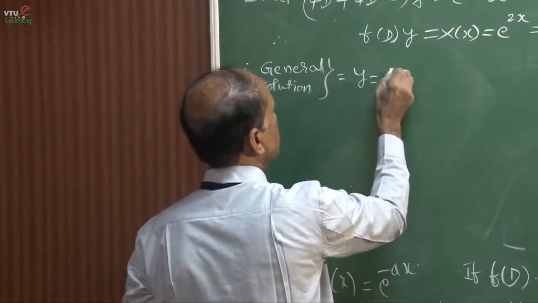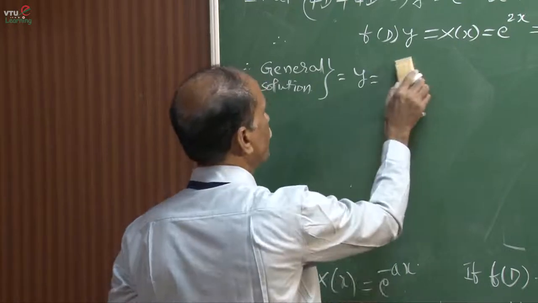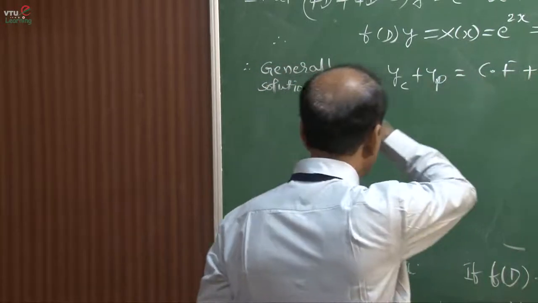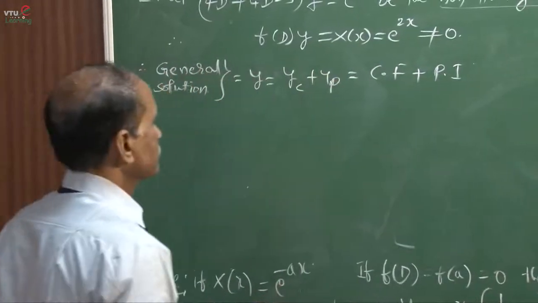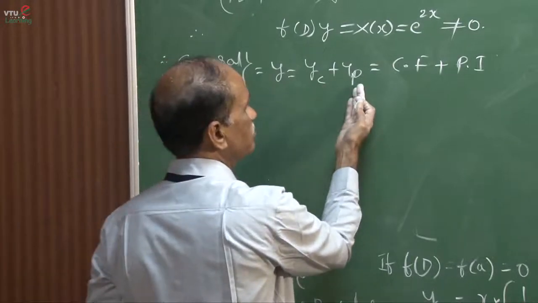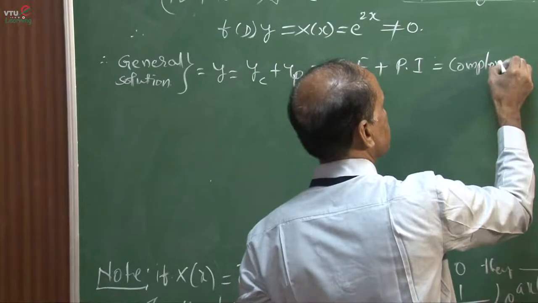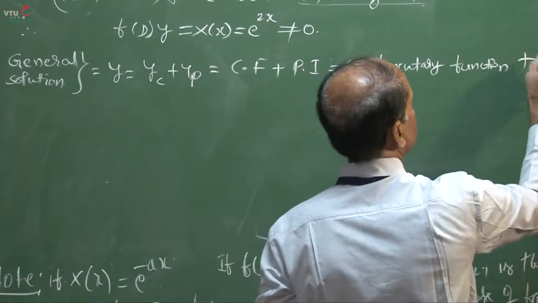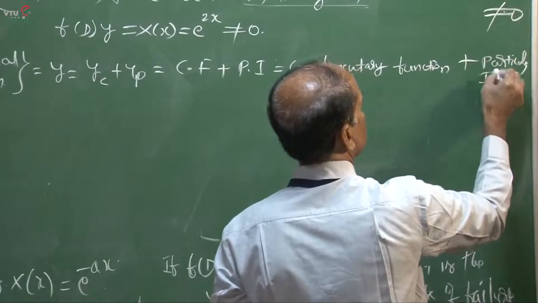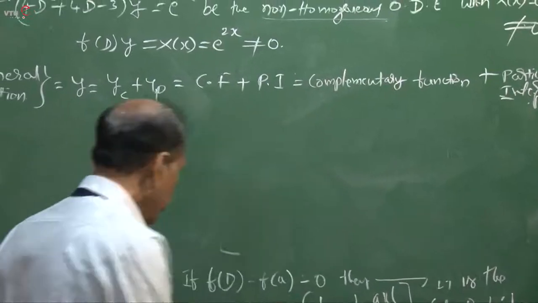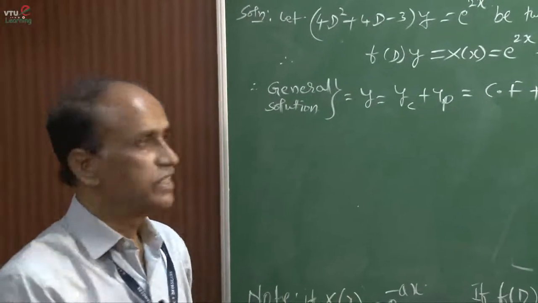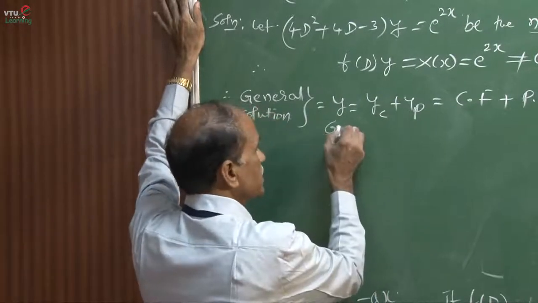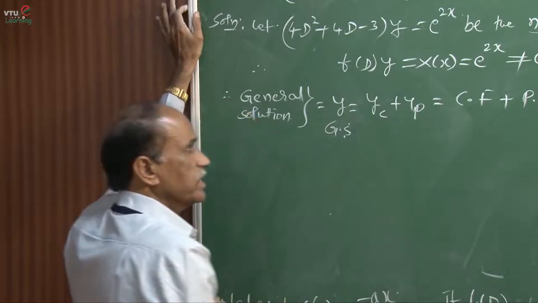General solution is equal to y is equal to yc plus yp, otherwise CF plus PI, that means complementary function plus particular integral. So in every problem, you need not give all these details. In the first problem, I am writing all these details. Next problem onwards, only the symbols you can follow. So it should be a general solution. We call it GS. GS is equal to YC plus YP, otherwise CF plus PI.